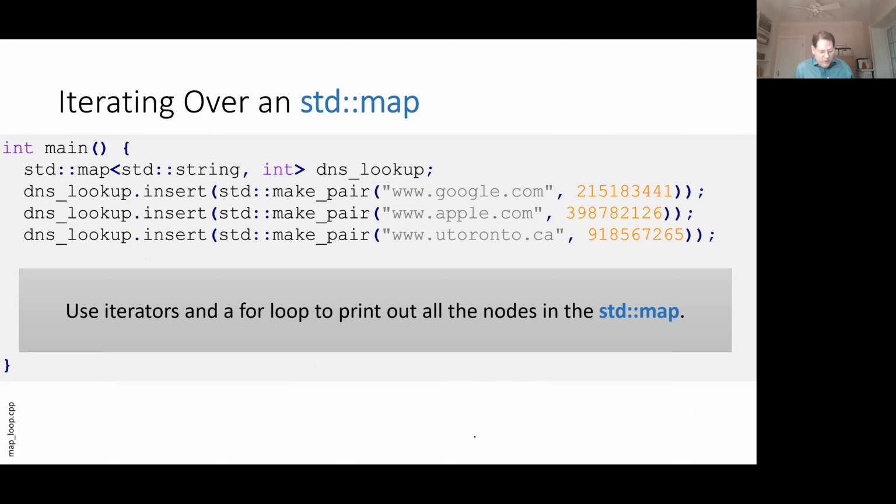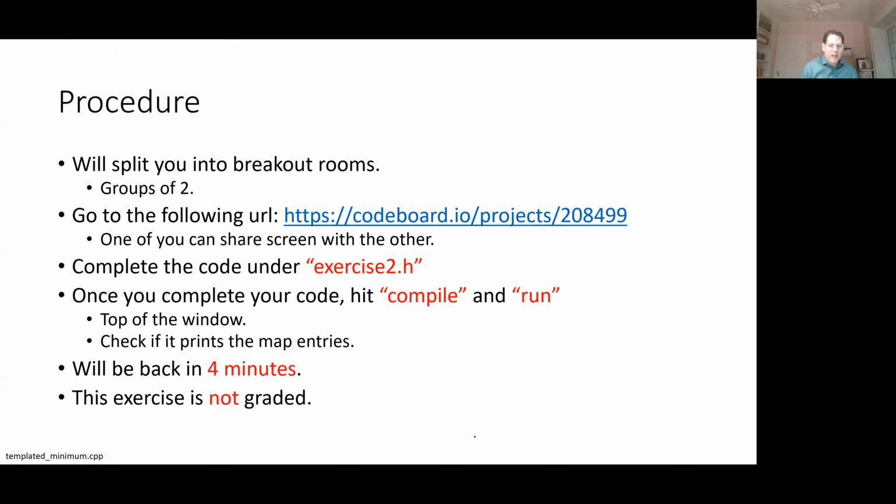Okay, so iterating over a standard map. We put some values into a binary search tree, this map. To get used to writing code with this, we're going to do a breakout exercise where you use iterators in a for loop to print out all the nodes in the map. So you're going to need iterators, you're going to need a for loop, and we're going to go off to the online IDE and have you type that in.